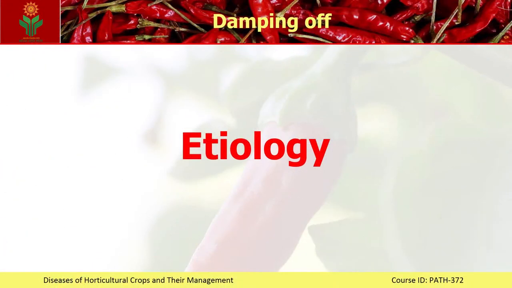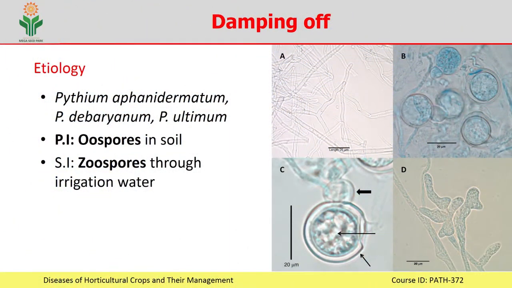So let us see the etiology of this disease. The disease is caused by an oomycete, and this pathogen belongs to the family Pythiaceae. Damping off is incited by a number of Pythium species. Among these, the most important ones include Pythium aphanidermatum, Pythium debaryanum and Pythium ultimum. However, among these three species, Pythium aphanidermatum is very, very important.